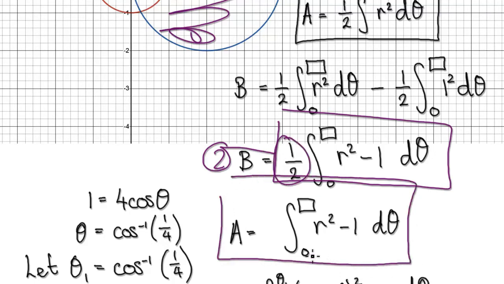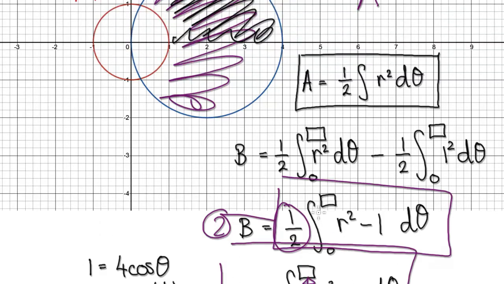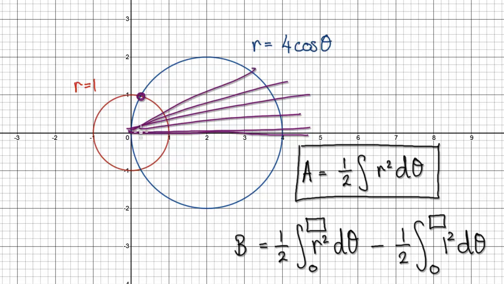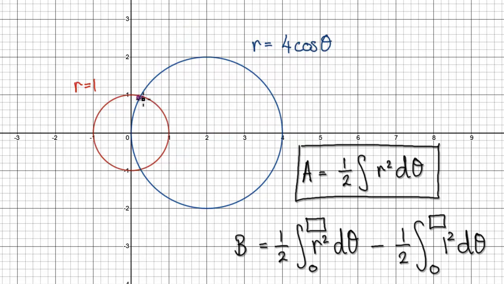So we are integrating from 0 to the intersection of the two. The intersection of the two is here, so we need to find out. Remember, we're integrating from an angle of 0, so we're moving around like this, and then we will stop at the intersection of the two. So we need to find out this angle here. Let's call it theta 1.